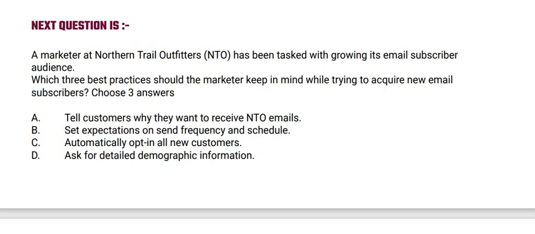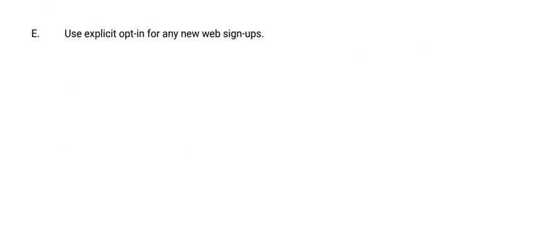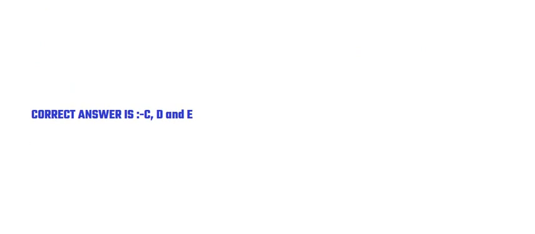Option C, automatically opt in all new customers. And option D, ask for detailed demographic informations. And option E, use explicit opt-in for any new web sign-ups. The correct option is option C, D and E.